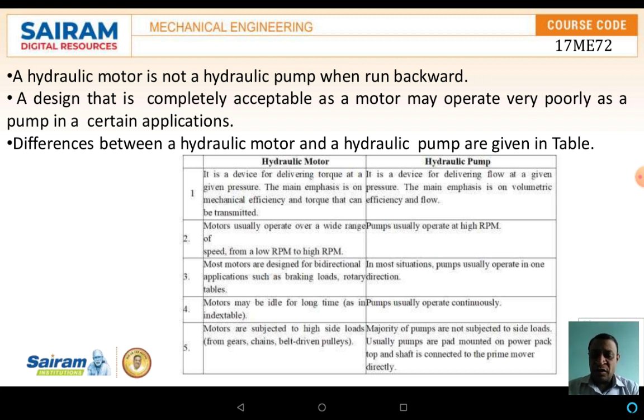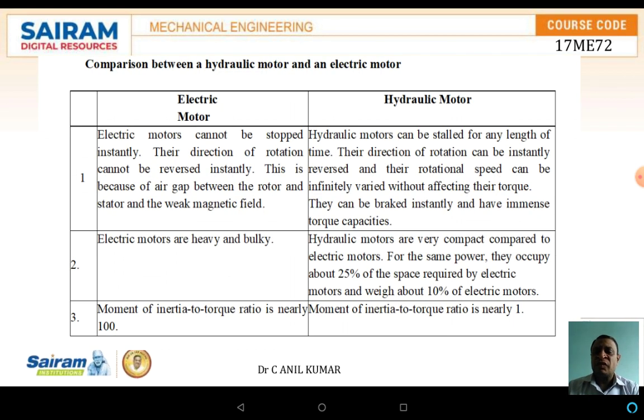Motors may be idle for a long time, but pumps usually operate continuously. Motors are subjected to high side loads, but the majority of pumps are not subjected to side loads. These are some of the major differences between the hydraulic pump and the hydraulic motor.